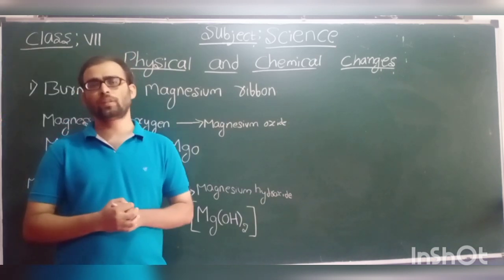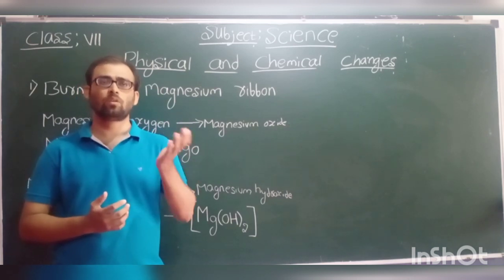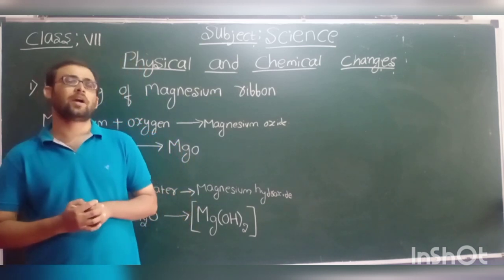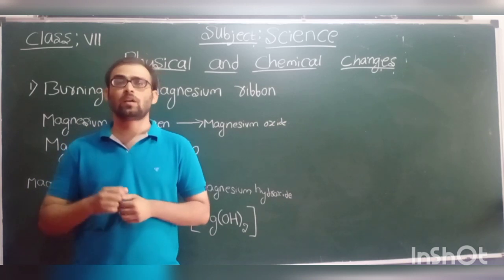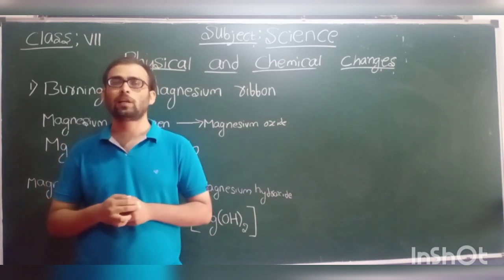So now you do one thing. Take that powdery ash and dissolve it in water. Dissolve the magnesium oxide in water, take the mixture, and stir the mixture well. Now test that mixture with litmus paper, red and blue litmus paper.